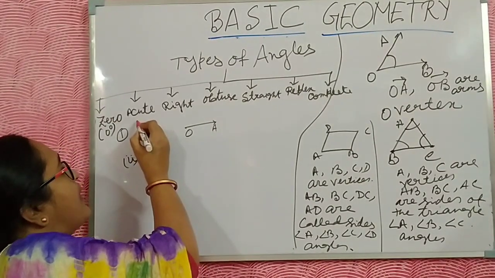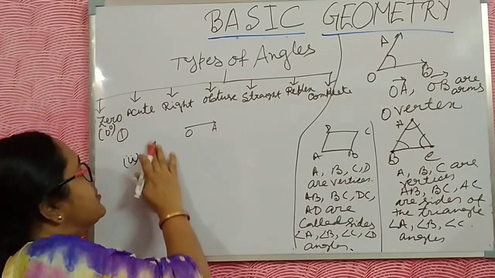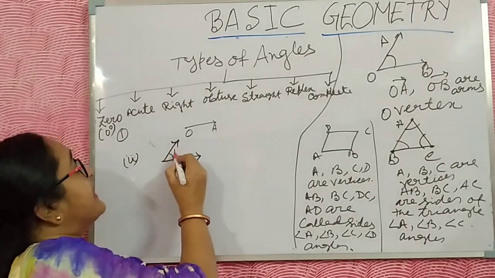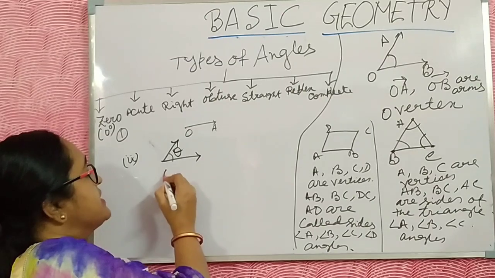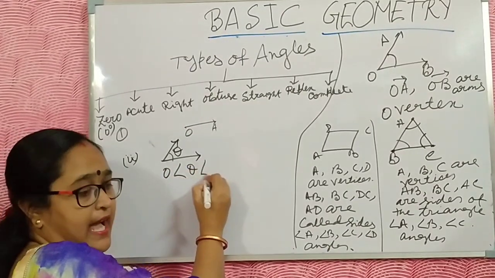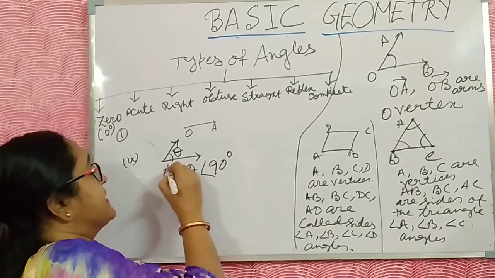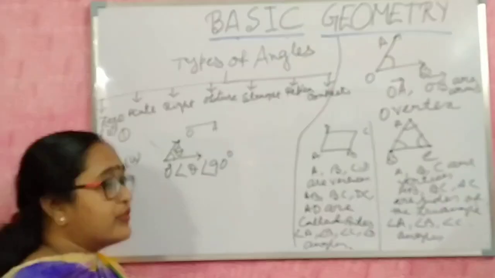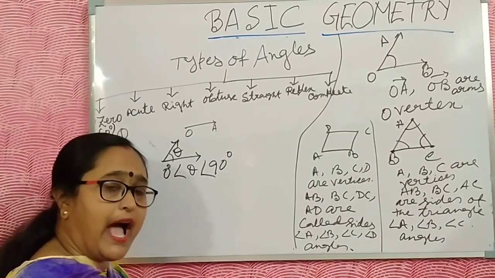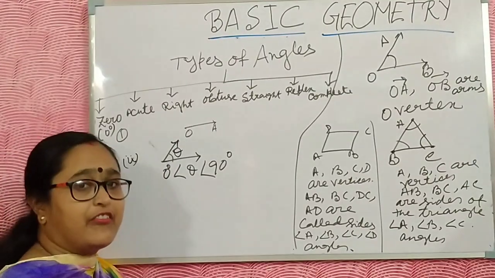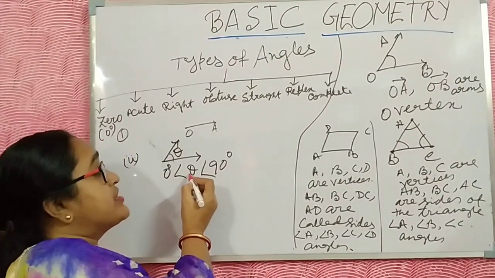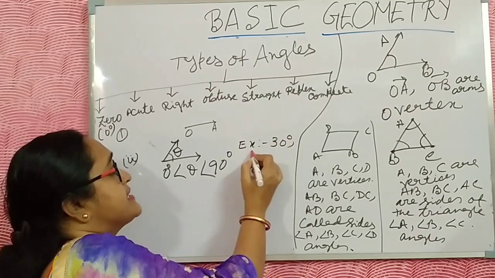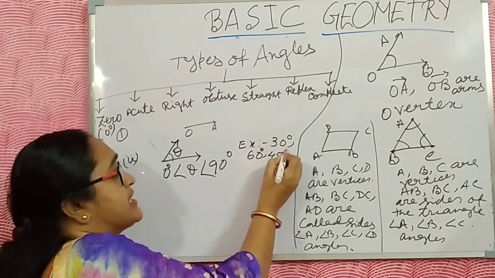And what is an acute angle? The angle is denoted as theta also. Here 0 degree is less than theta and theta is less than 90 degree. The acute angle is greater than 0 and less than 90. Examples of acute angles are 30 degree, 60 degree, 45 degree, just like this.